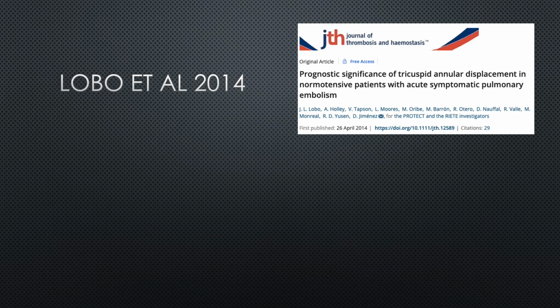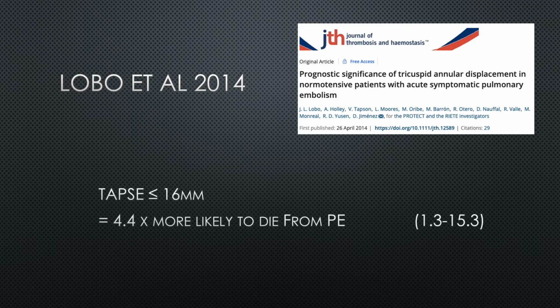TAPSE may also have a role in predicting outcome in PE. Lobo and his colleagues found that a TAPSE of 16 or less means that you're more than 4 times more likely to die from your PE, and this was statistically significant. So in a patient who already has a confirmed PE, if you find a TAPSE of, say, 10 or 12, perhaps this should trigger you to refer to critical care, even regardless of the troponin or the BNP.